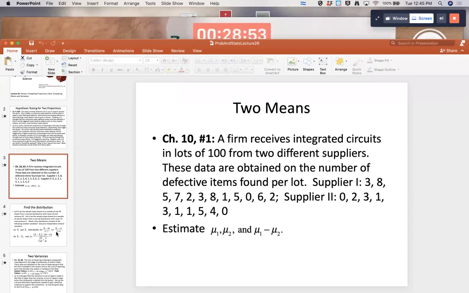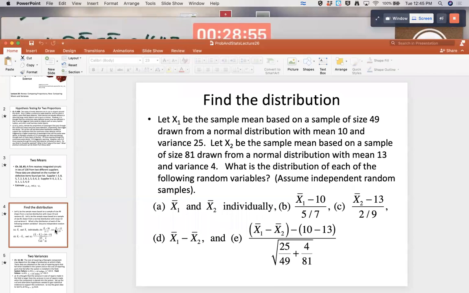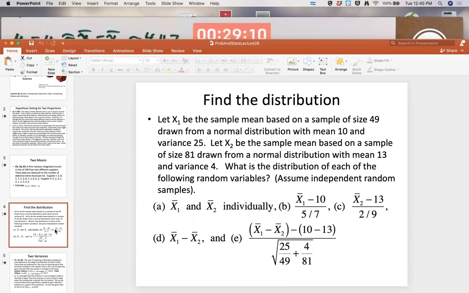What should we do in the meantime before we come back to this? Well, how about another problem about finding distributions? Based on some theoretical results at the beginning of chapter 10. Let X1 bar be a sample mean, there should be a bar there, based on a sample of size 49 drawn from a normal distribution with mean 10 and variance 25.